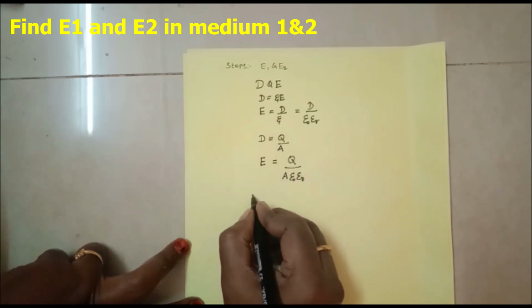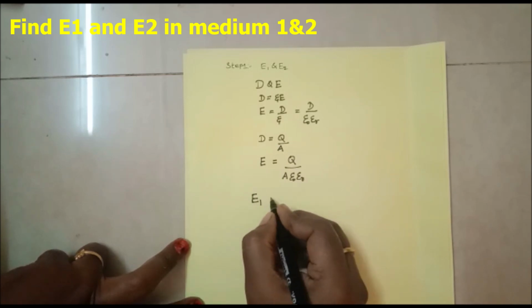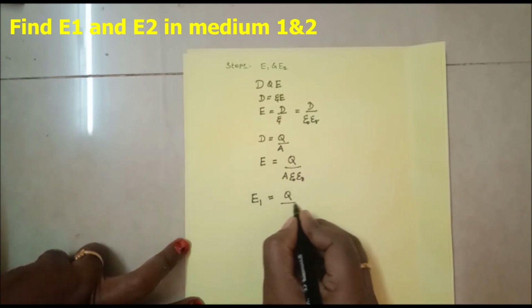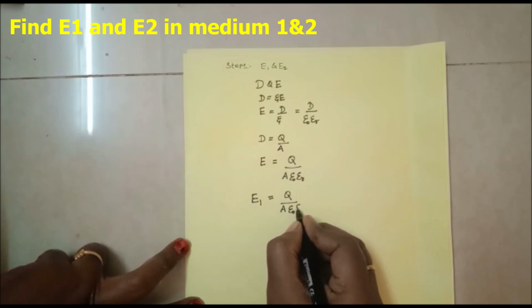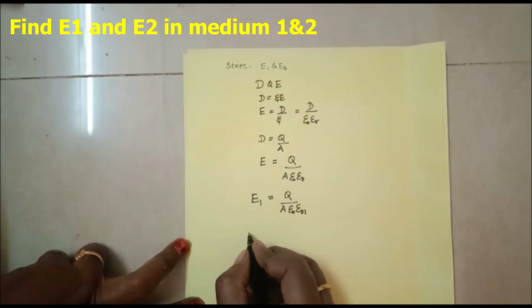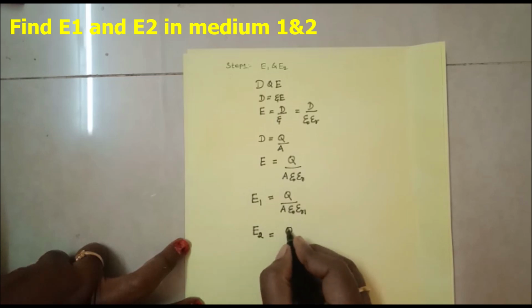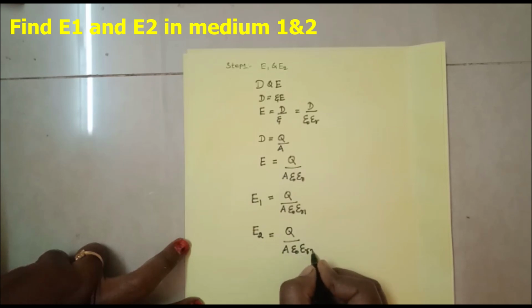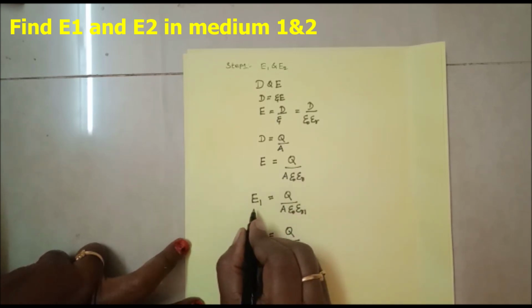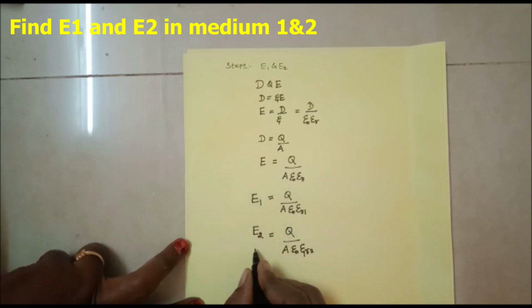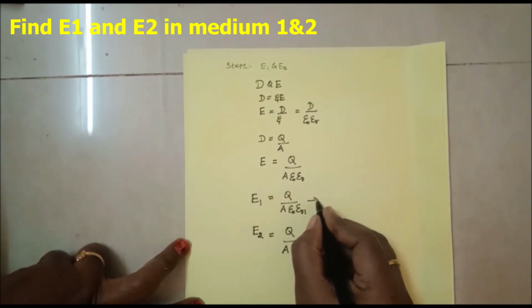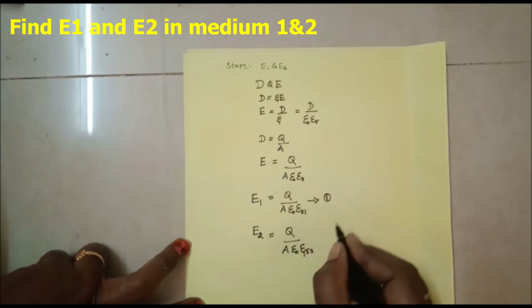From this we are going to derive the expression for E1, which can be written as Q divided by A by epsilon naught epsilon R1. And similarly, the expression for E2 is given by Q divided by A into epsilon naught and epsilon R2. Where E1 is electric field intensity in medium 1 and E2 is electric field intensity in medium 2, and this is expression 1 and this is expression 2.